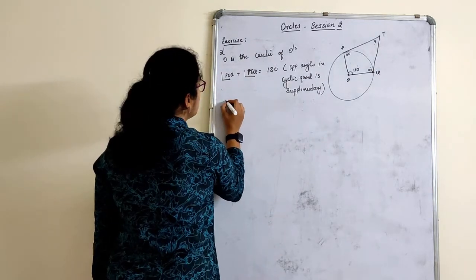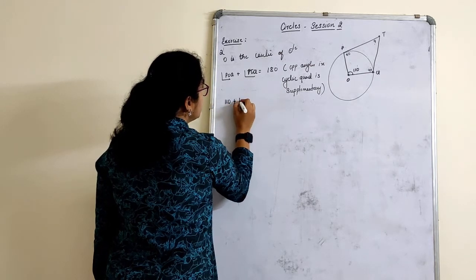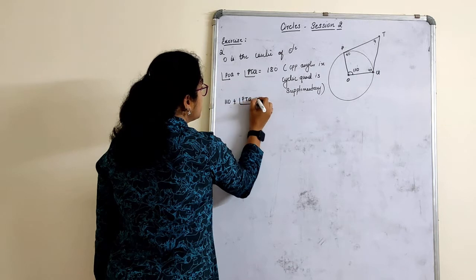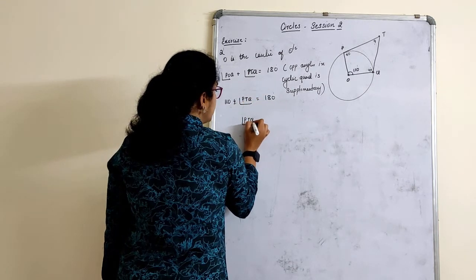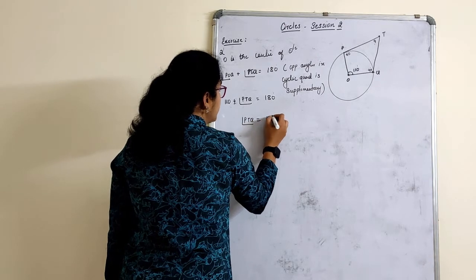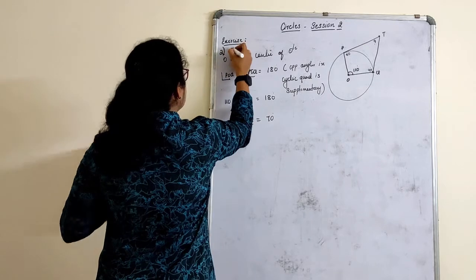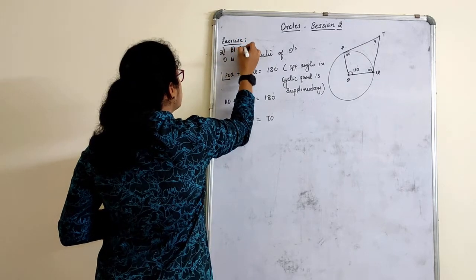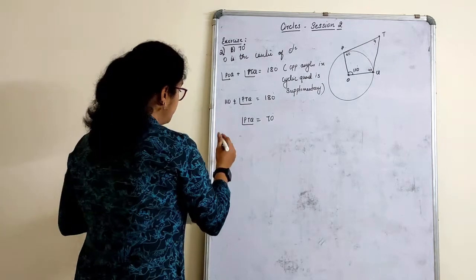So POQ is how much? 110, or 110 plus angle PTQ is equal to 180. Angle PTQ is equal to 70 degrees. So again I will write here, second being 70 degrees. B option is correct. Okay. Third one.